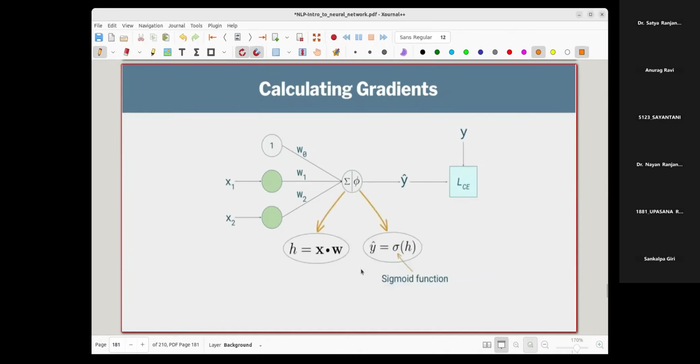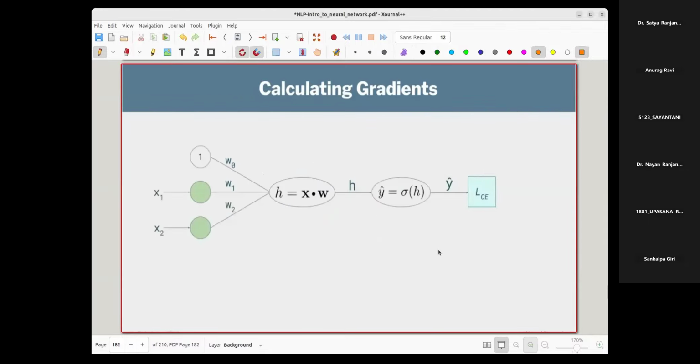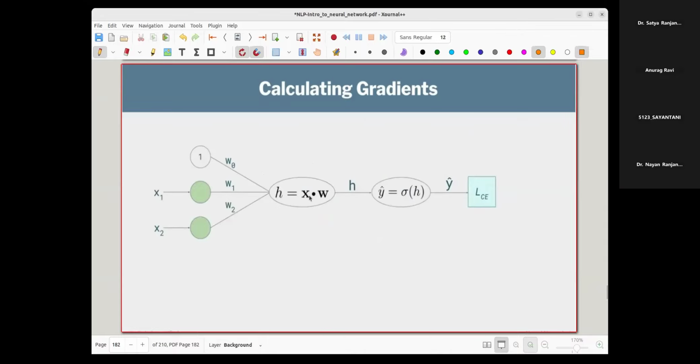So let's put it in a different way. Instead of writing in one circle, let's segregate them into two. This summation is nothing but x into w. This y cap is sigma of h, to show you how it is actually performing the calculation. So now this total circle is becoming two things. One is x into w, that is your aggregation, and this is your activation. After this we are getting h, and after this we are getting y cap, and lastly we got the loss.